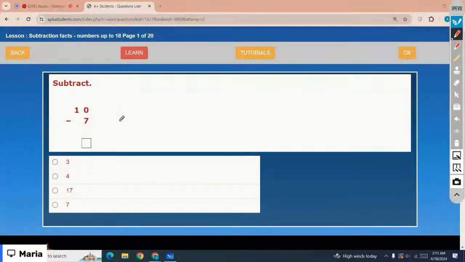You need to make it greater. You need to borrow 1 from the next digit, right? You already have 1 here. When you borrow 1 from here, here you have 0 and the one you borrowed makes this digit 10. Now you have to do 10 take away 7. Got it? 10 take away 7 is 3. The correct option is 3. Option number 1 is the correct option.